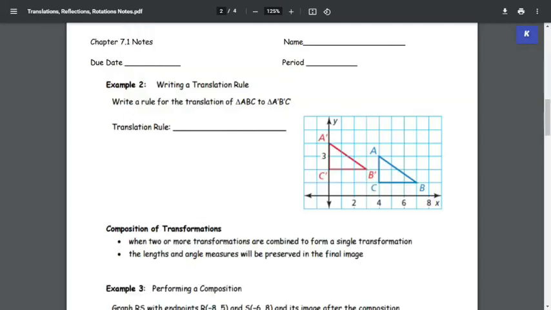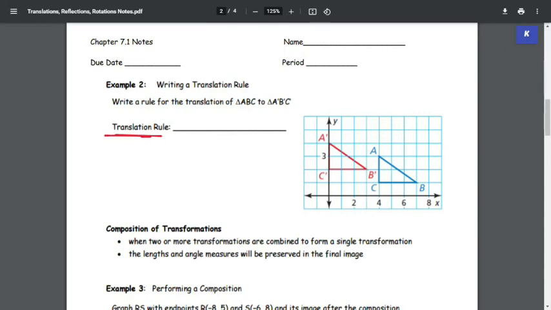Okay, so now in this example, they already give us our image and our pre-image, and we have to go and find the translation rule. So I'm going to want you to try this one on your own, and then pause, work it, and then come back and check the answer that I got.